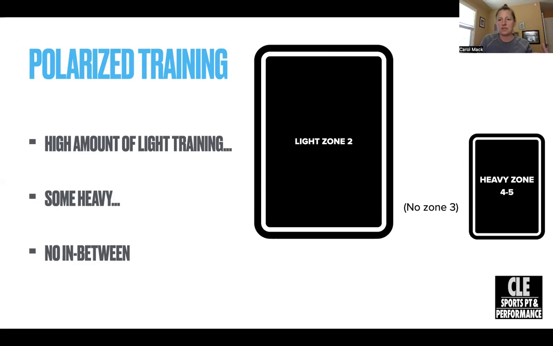Again, that middle zone is where it takes a long time to recover from. Heavy takes a long time, but you've already built that into your training program. The middle is one of those, like, why am I so sore after a run? Probably because you pushed, you went into that middle gray area. So either going light or heavy, and that's polarized training.